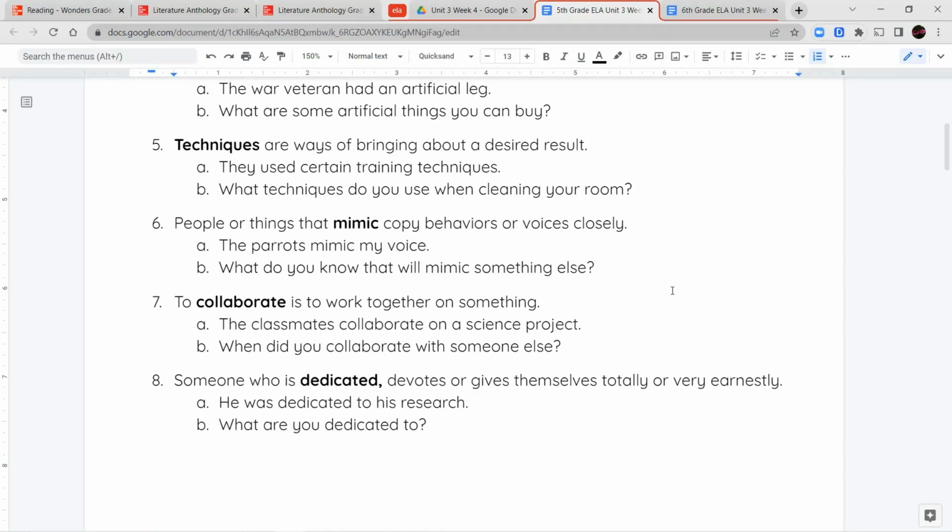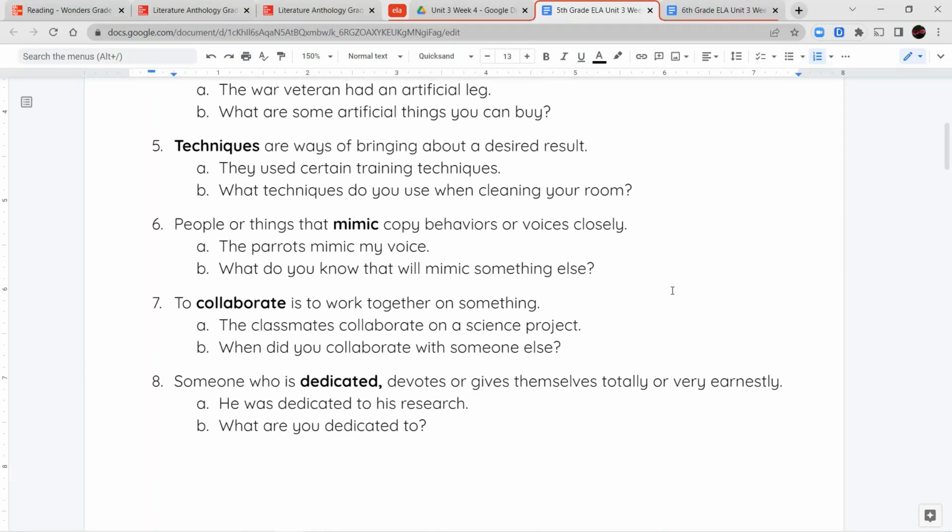Number 5 is the word technique. Techniques are the ways of bringing about a desired result. So the way you did something to make something happen. So they use certain training techniques to help build strong leg muscles, or they used a specific technique of painting to create the kind of art that they do.